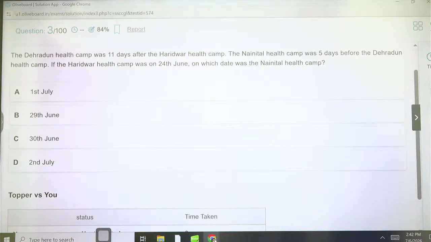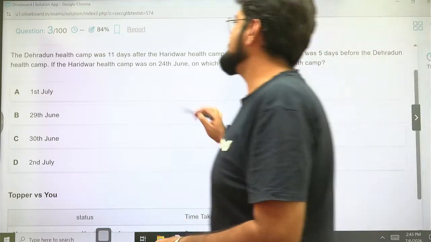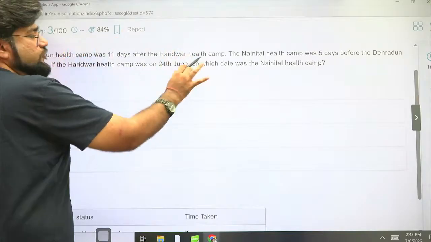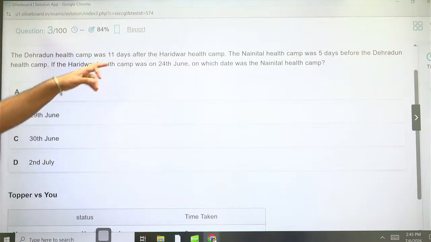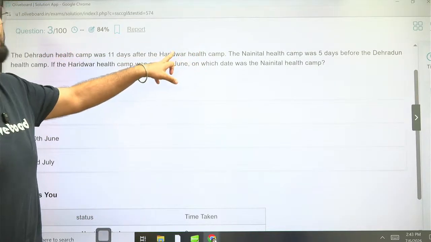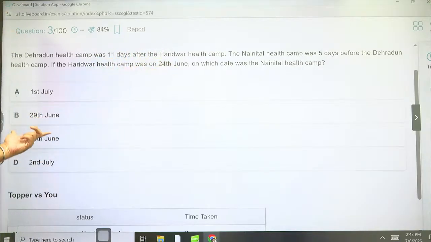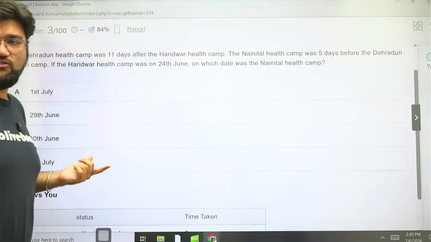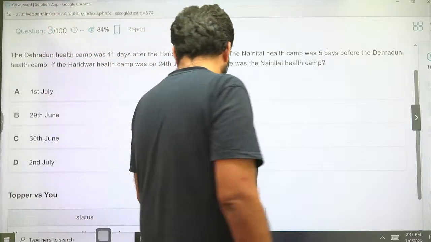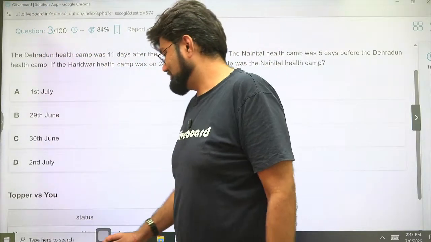Question number 3. The Dehradun health camp was 11 days after the Haridwar health camp. The Nainital health camp was 5 days before the Dehradun health camp. So 11 days after and 5 days before, that means 6 days after. So the Nainital health camp was 6 days after the Haridwar health camp. If the Haridwar health camp is on 24th, 6 days after is 30th June. So Nainital has to be on the 30th June.